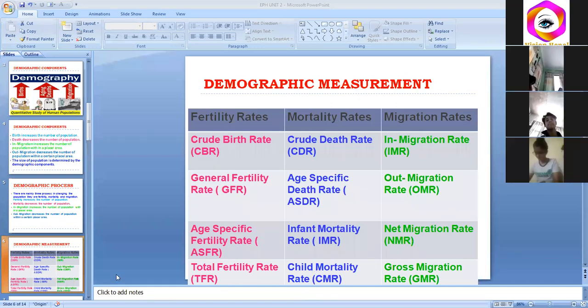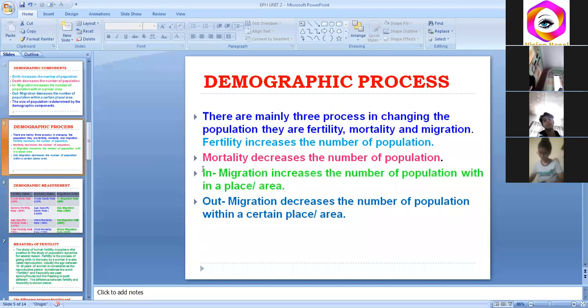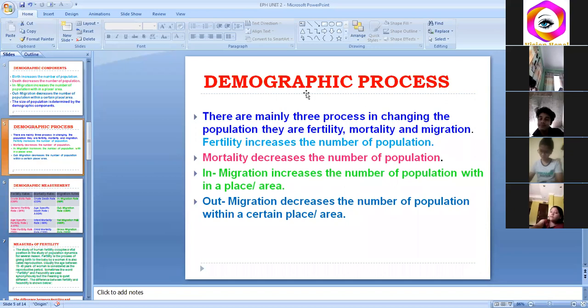Now I'm talking about another topic, that is the demographic process. The demographic process is similar to demographic components, but it is measured with different words. There are mainly three processes changing the population: fertility, mortality, and migration. These three basic processes are responsible for changing population.